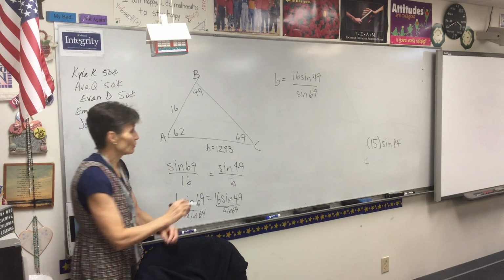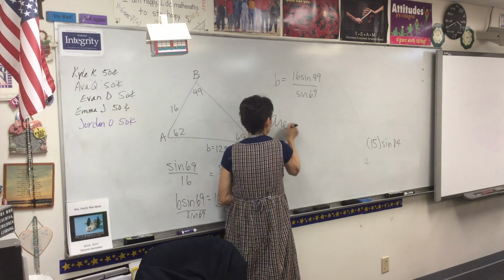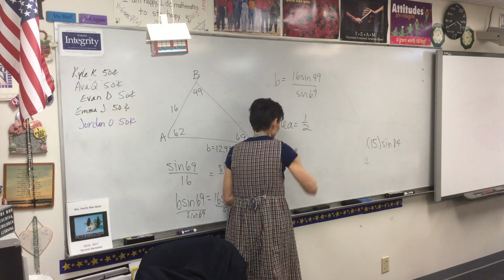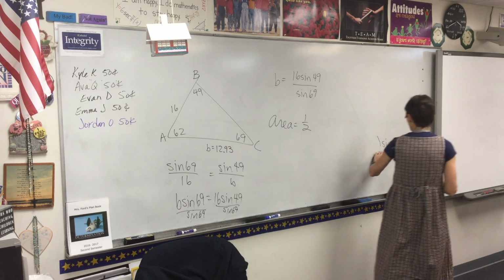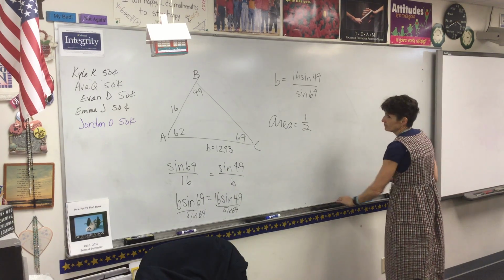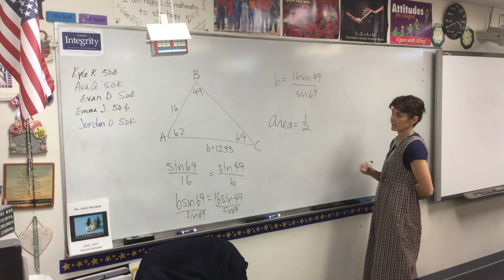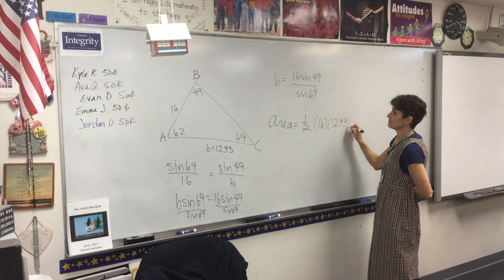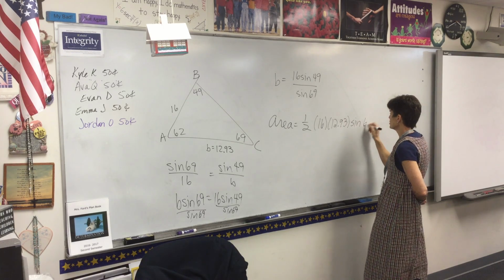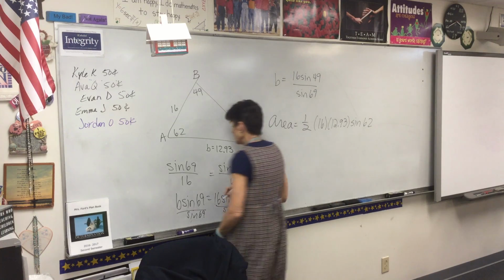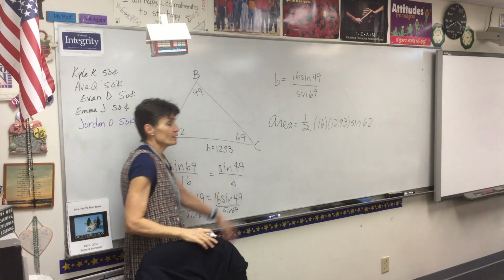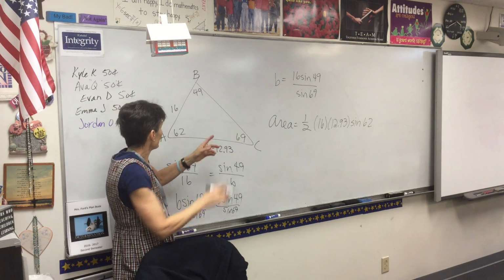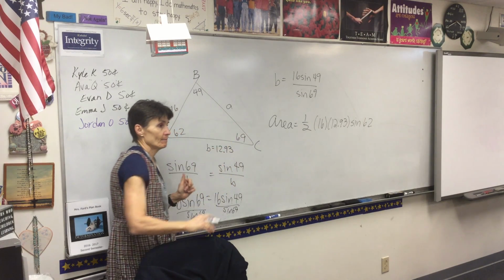Don't forget, you're supposed to be finding the area. So area will be 1/2, always 1/2, 1/2, what? 16 times 12.93 times sine 62. Beautiful, beautiful, beautiful. Now, could somebody else have said, I want to find side A.